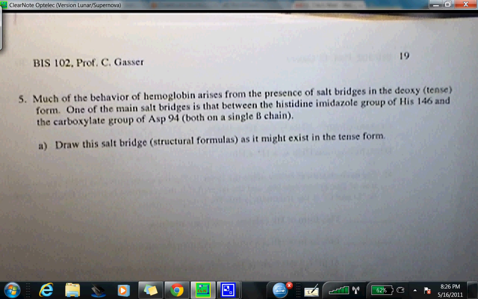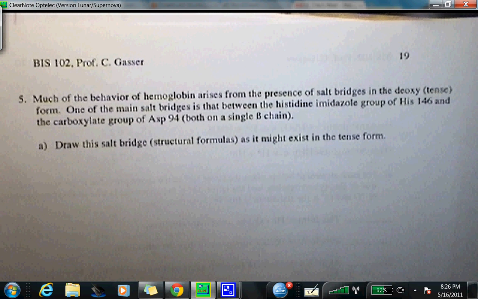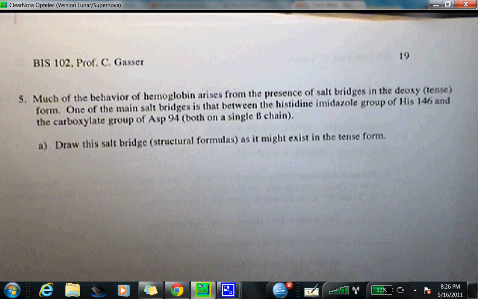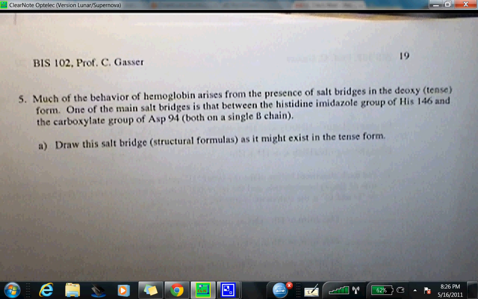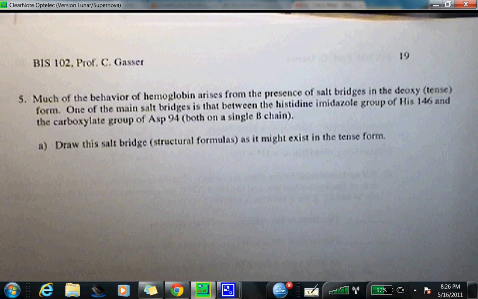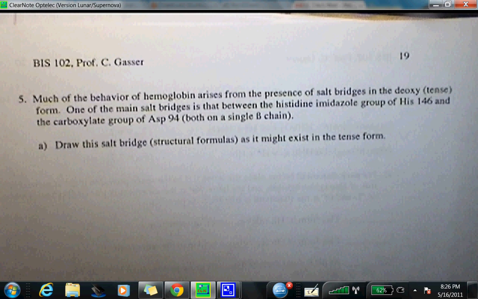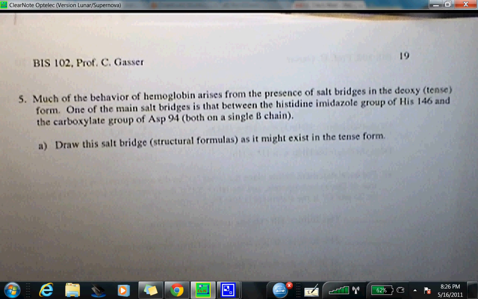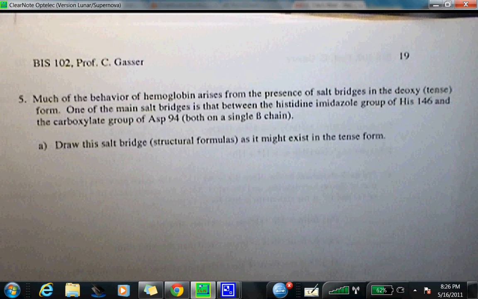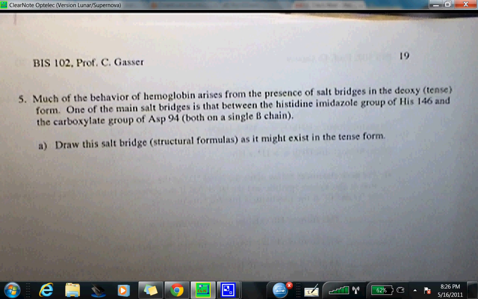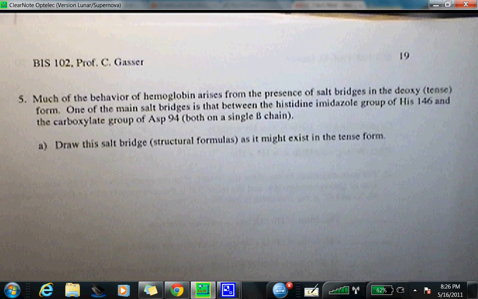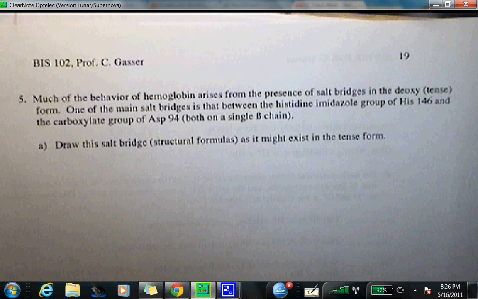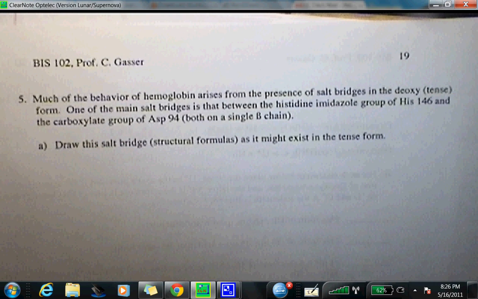Hi guys, I'm going to be doing number 5 on page 19 of the practice handouts. Much of the behavior of hemoglobin arises from the presence of salt bridges in the deoxy form. One of the main salt bridges is that between the histidine imidazole group of histidine 146 and the carboxylate group of ASP 94, both on a B chain. Draw the salt bridge structural formulas as it might exist in the tense form.